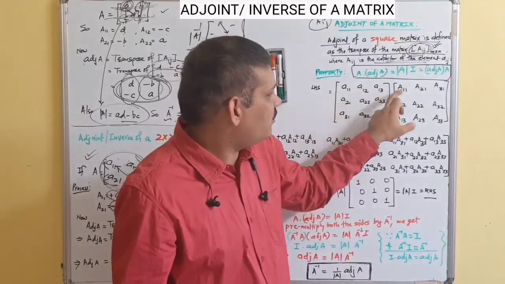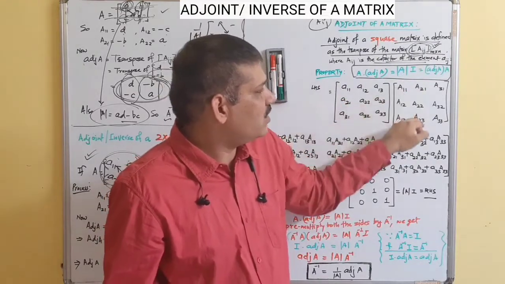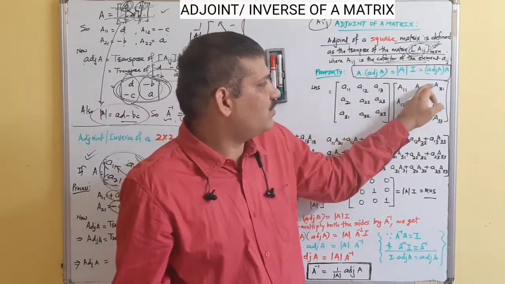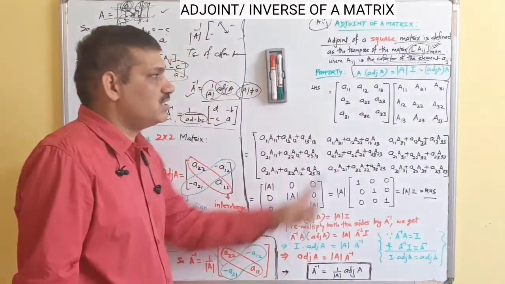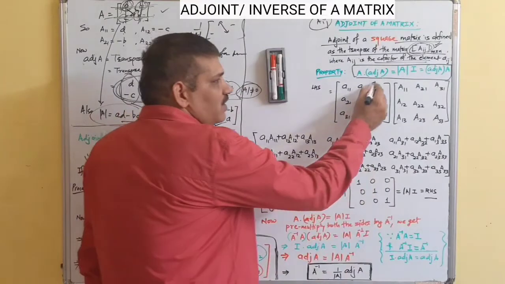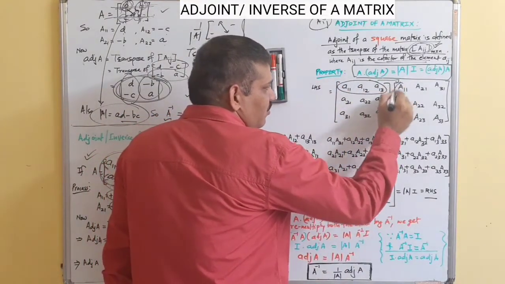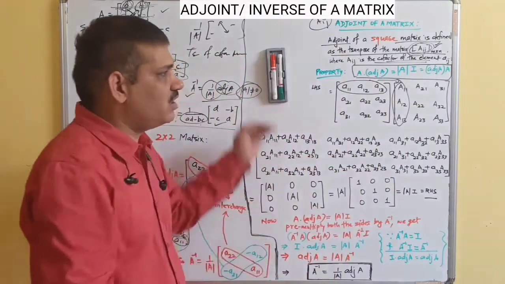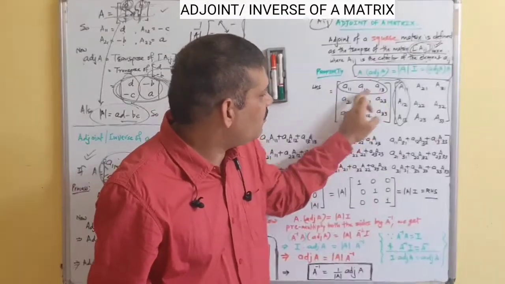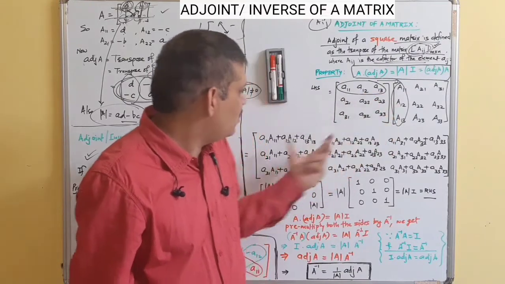The corresponding cofactors are written here, and the cofactors of this row are written here. So this is A and this is adjoint A. When we multiply, the multiplication of matrices is row by column. The row will be multiplied by the column. So A11 into A11, A12 into A12, plus A13 into A13.